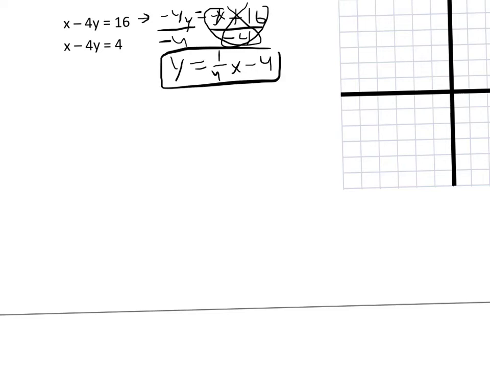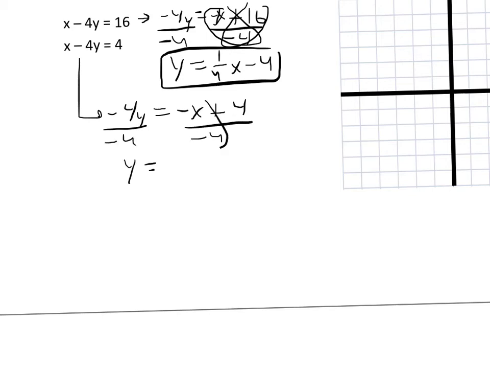There's one equation. This equation, again, I'm going to subtract x from both sides, divide both sides by -4, and I get y equals, this fraction is a positive 1/4 x, and this one is a -1.